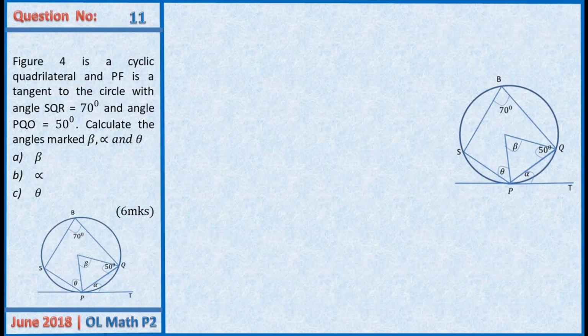Question 11. Given the cyclic quadrilateral and PF is a tangent to the circle, SQR is 70 degrees and PQO is 50 degrees, calculate the angles marked beta, alpha, and theta.